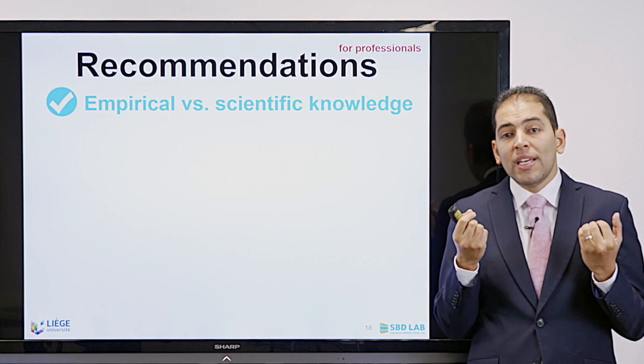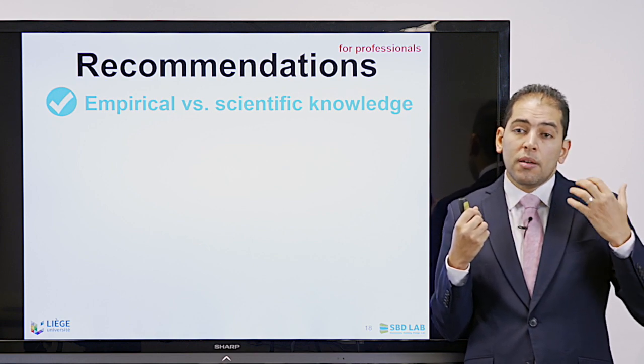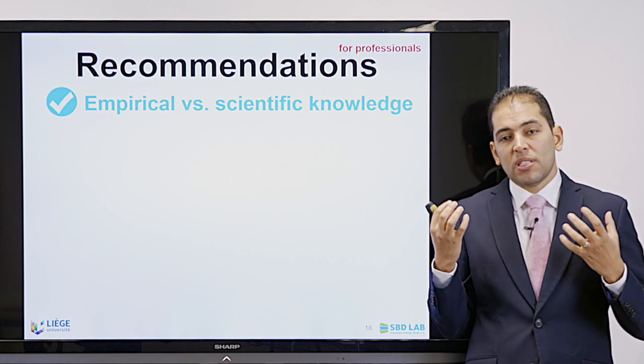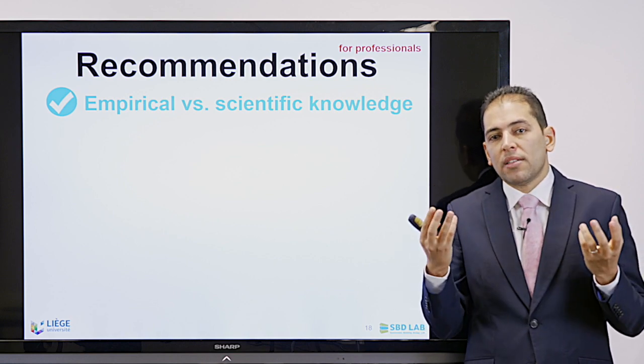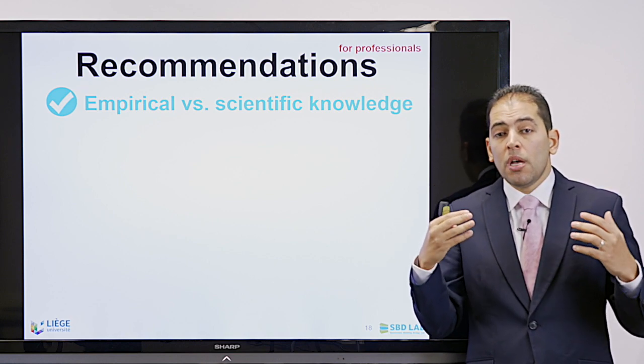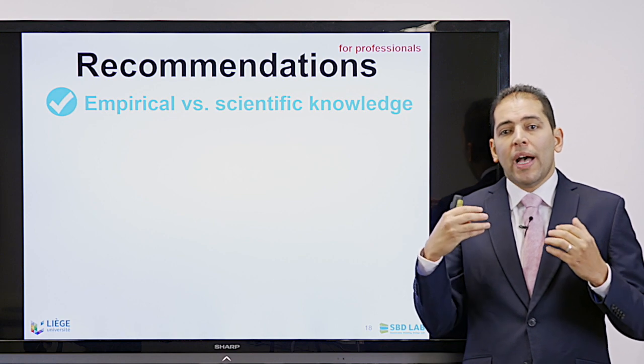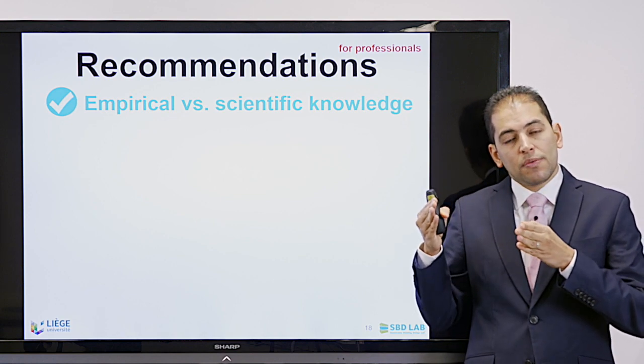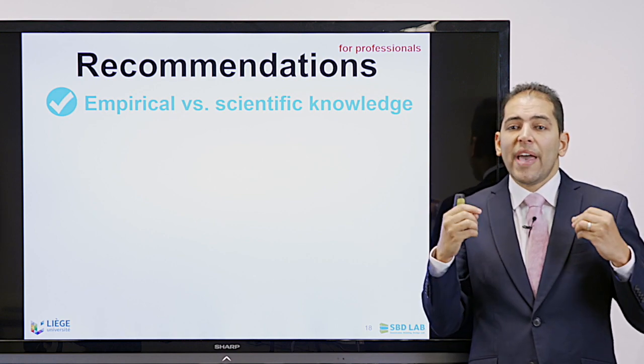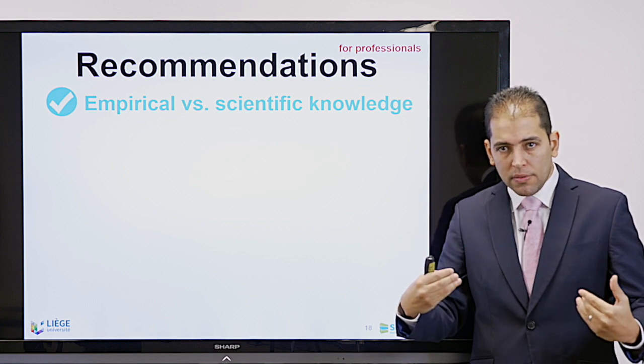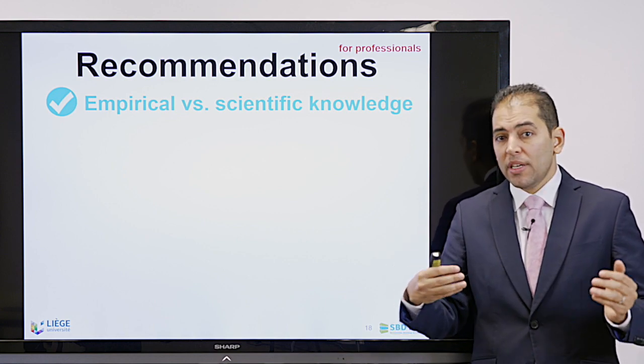And you need to make sure that not everything that is empirical is scientific, because empirical means based on practice, based on profession, based on experience. And science is purely objective. And in this sense, not everything we do in the professional life or in the practical life is scientific.